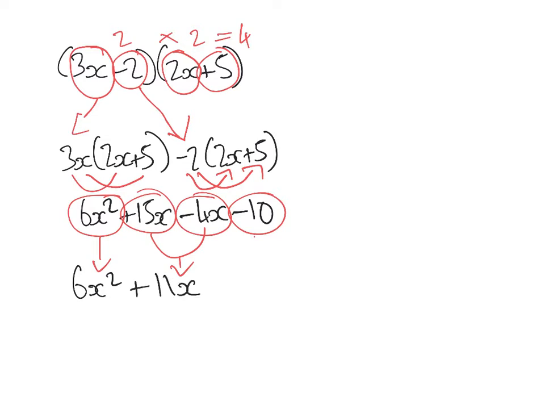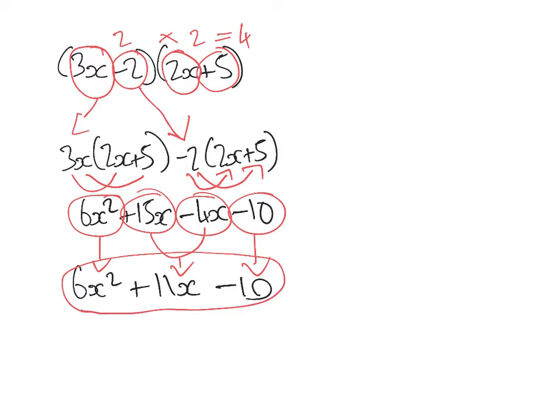And then the last thing is the constant, okay? Negative 10, there's only one of them, only one number. So that goes down there, negative 10. And that is the answer, or our expansion of these two brackets.